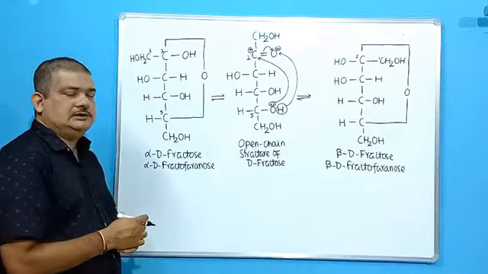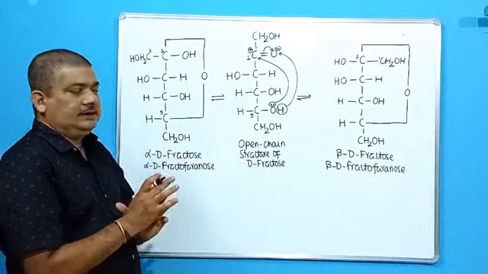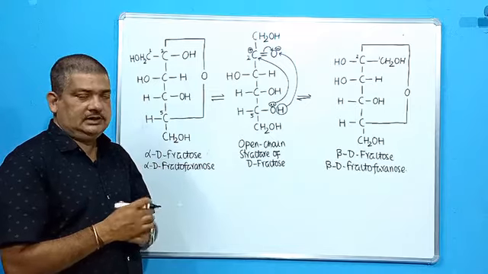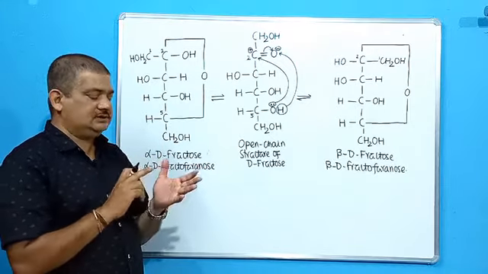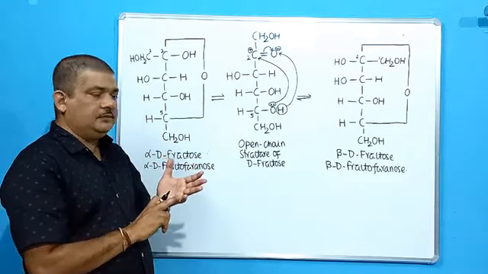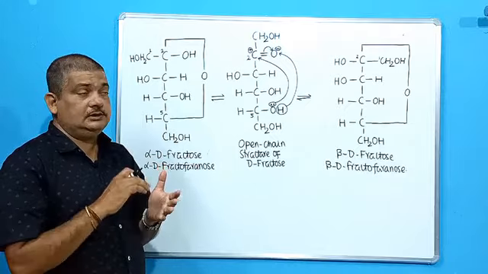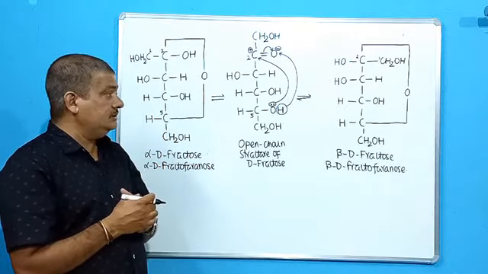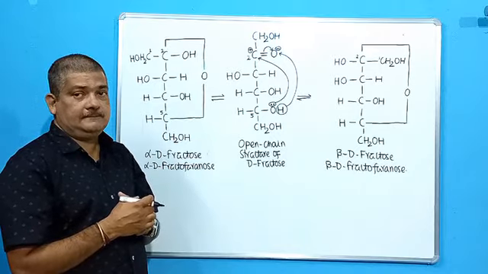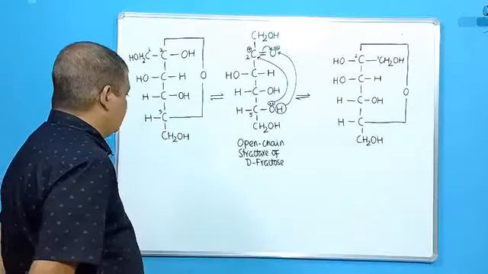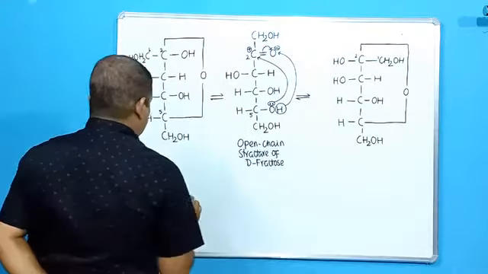Then another 6-membered ring is also possible. Here CH2 will be at one side, and the OH group will be different. Okay, so that is called the pyranose structure. As I told you, fructose coexists in equilibrium between 3 structures: the fructofuranose structure, the fructopyranose structure, and the straight chain structure. So next we will draw the Haworth structure of alpha D fructose and beta D fructose.